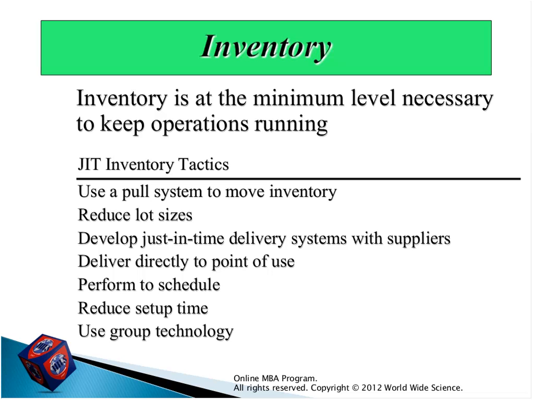It means that reduce the lot size for storage. Develop just-in-time delivery system with suppliers. Deliver directly to point of use. Perform to a schedule. Reduce setup time and use group technology. Because the lot size has been decreased, you should use group technology, items that are similar together, the same family, to use them very easily in this small size.